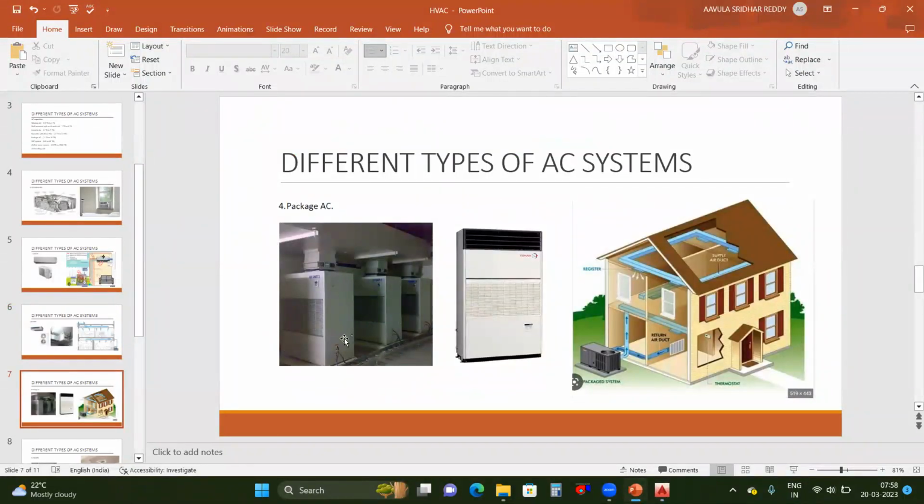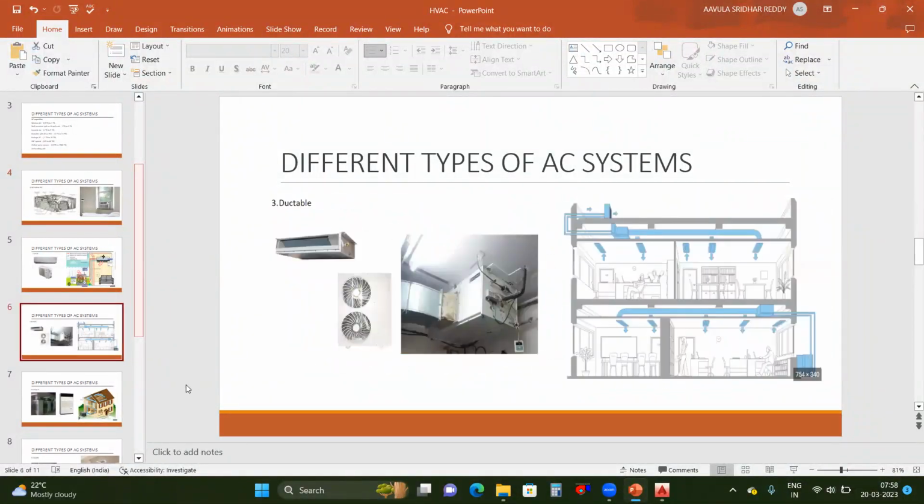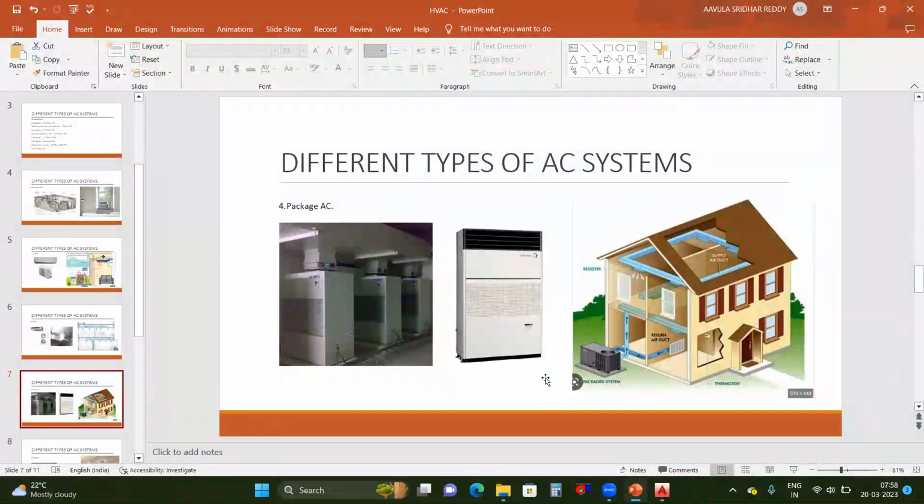Next one is the package AC. Like the window AC, we have seen a window AC, right? With a window AC, the entire thing is in only one unit. The same thing, an updated version, we can call a package AC. Here also there will not be any outdoor unit. Everything is inside this one single unit. That is called a package AC. Package AC is used for high capacities.